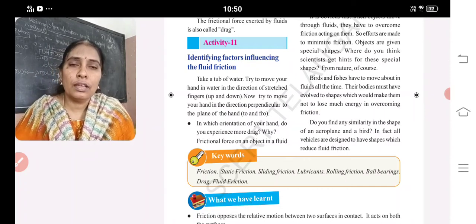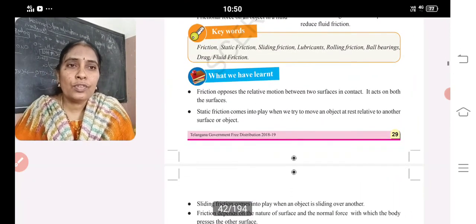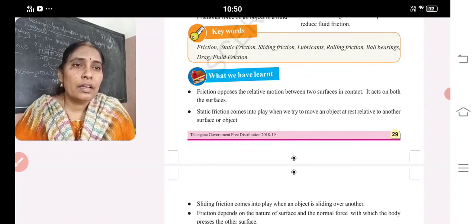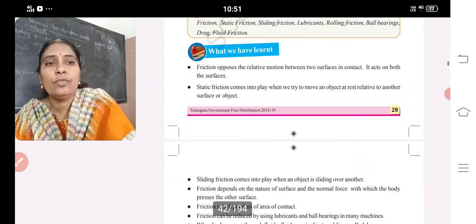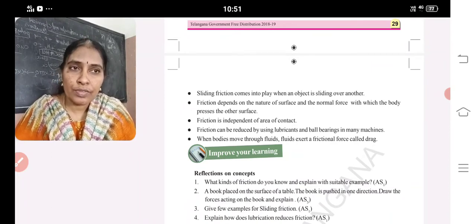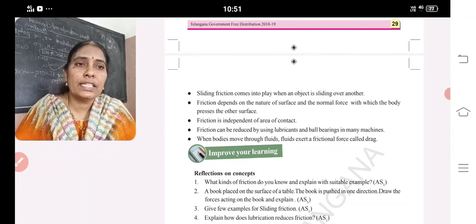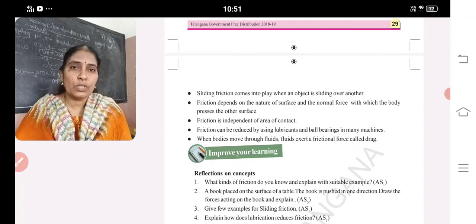So with this, all the important concepts are revised. What is friction? Friction opposes the relative motion between two surfaces in contact. Static friction comes into play when we try to move an object at rest relative to the surface of another object. Sliding friction comes into play when an object slides over another surface. Friction depends upon the nature of the surface and normal force, and is independent of area of contact. Friction can be reduced by using lubricants, ball bearings, oil, grease. When a body is moved through fluids, they exert a frictional force called drag. All these topics we have discussed.